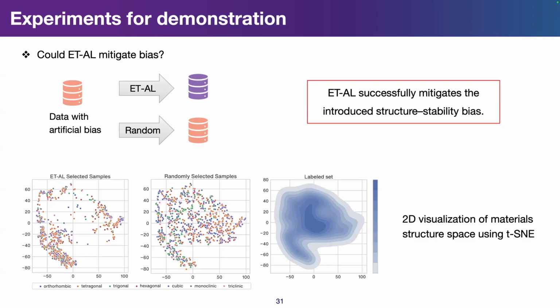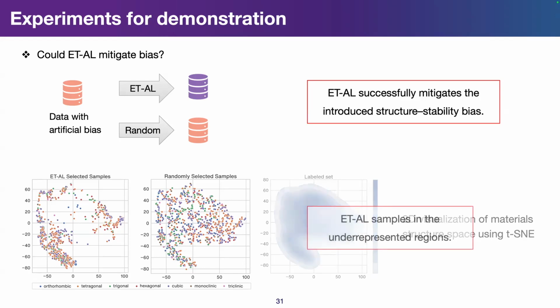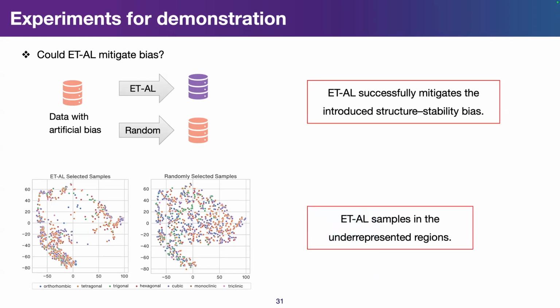We also use the t-SNE method to obtain a 2D visualization of the material structure space. We can see that ETAL is sampling in the least covered regions by the labeled set, but random sampling doesn't have such a focus. So ETAL is sampling in the underrepresented region as we want.